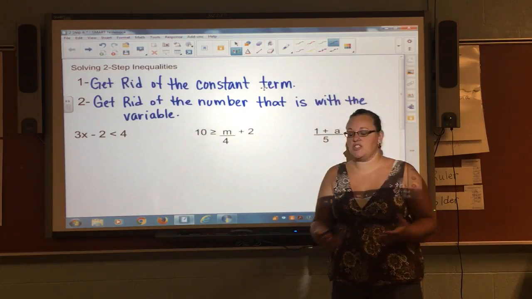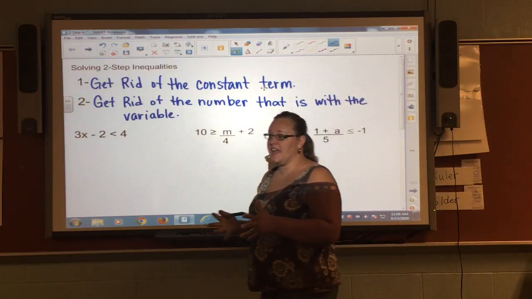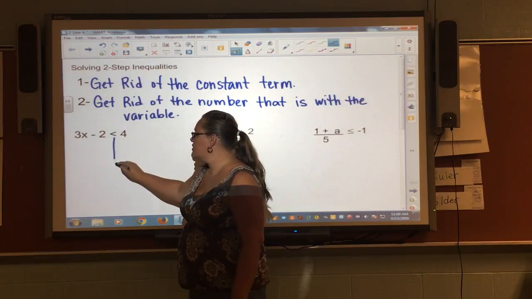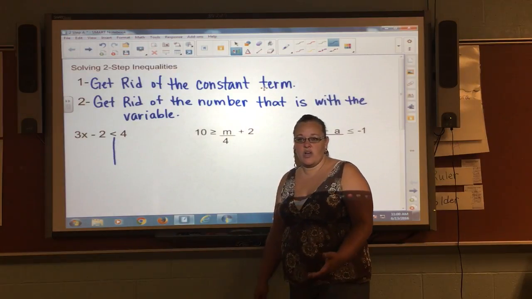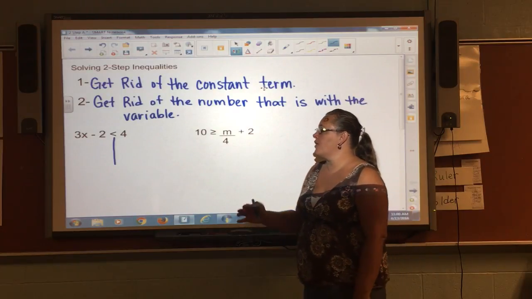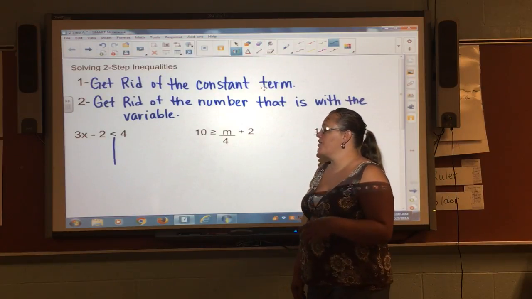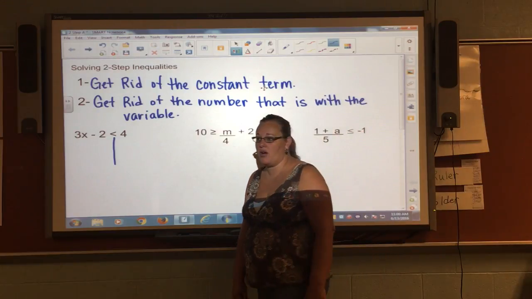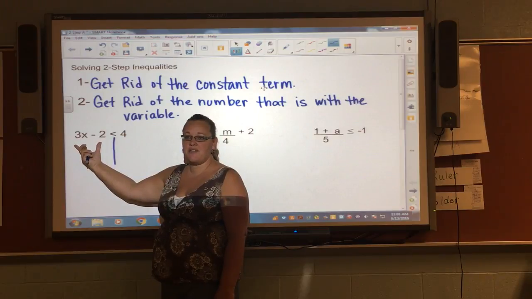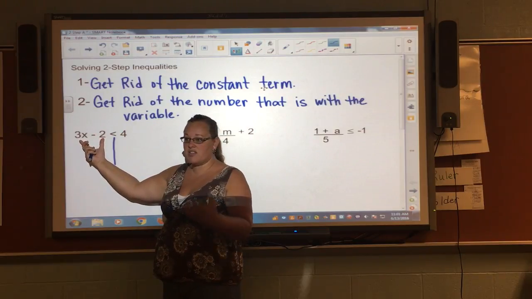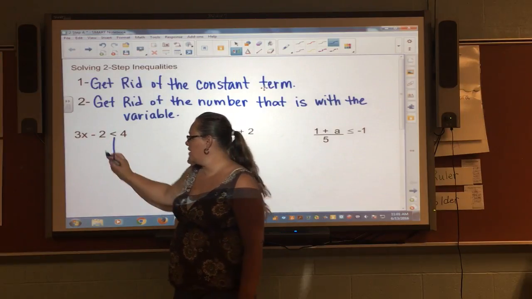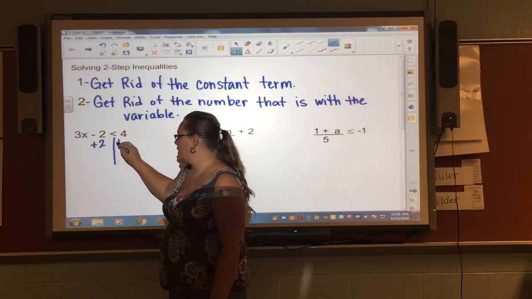So, let's do a couple of examples. So again, just like in equations, just like in the one-step inequalities, we are going to identify the inequality with a line so we can see the left side from the right side. And the first step says to get rid of the constant term or that plain number that's on the same side as the variable. So my variable is over here on the left. The plain number that is not touching the variable would be the 2. So the opposite of -2 would be to add 2 to both sides.